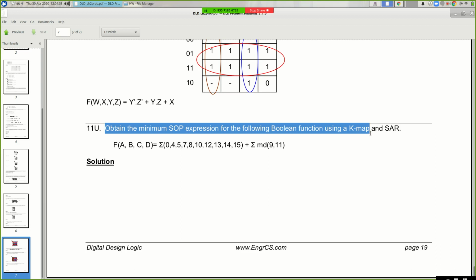So the MD 9 and 11, those are like the dashes then? Those are the dashes, exactly. Okay, gotcha.